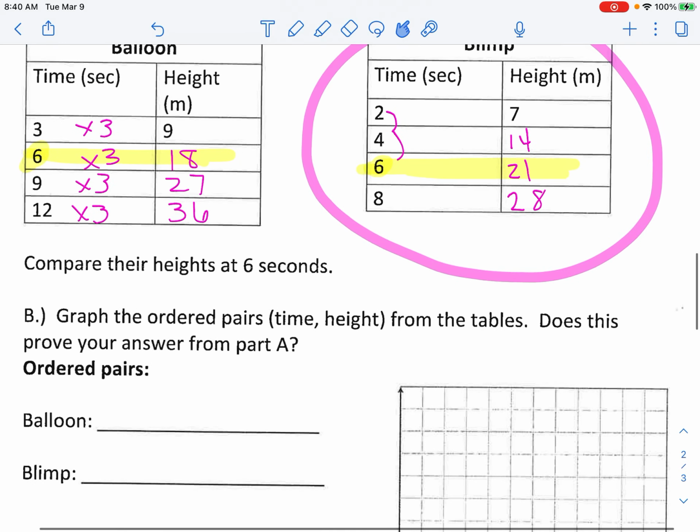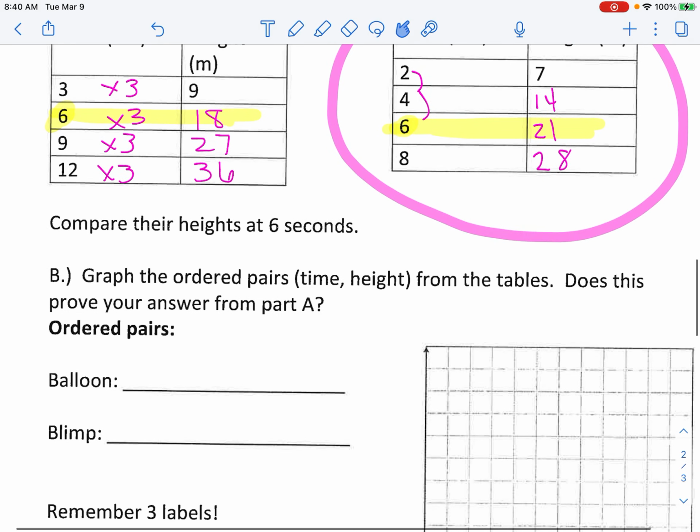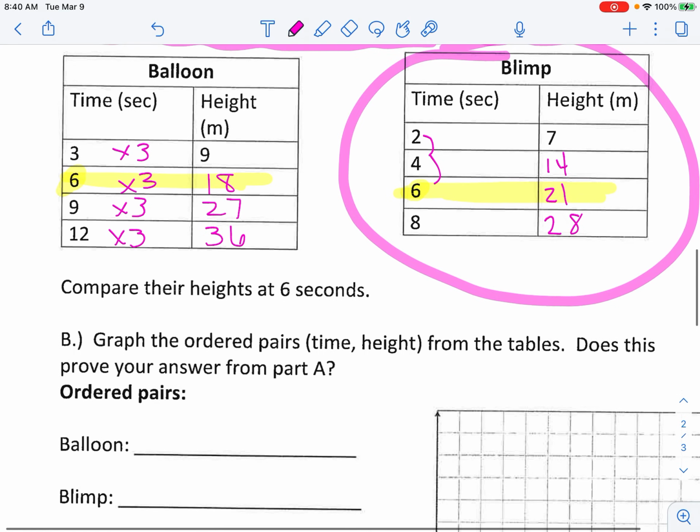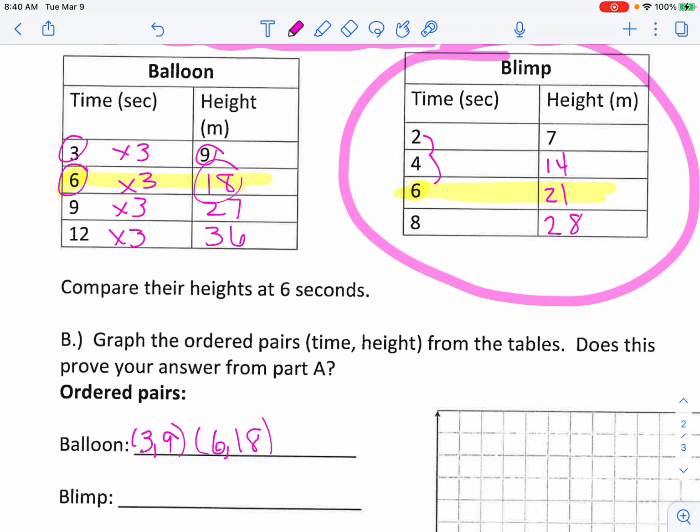So what that means is that we're going to go back up here, and my ordered pairs are going to come from the time and the height. So my first ordered pair for the balloon is going to be 3, 9. Then my second ordered pair is going to be 6, 18. And then 9, 27, and 12, 36.